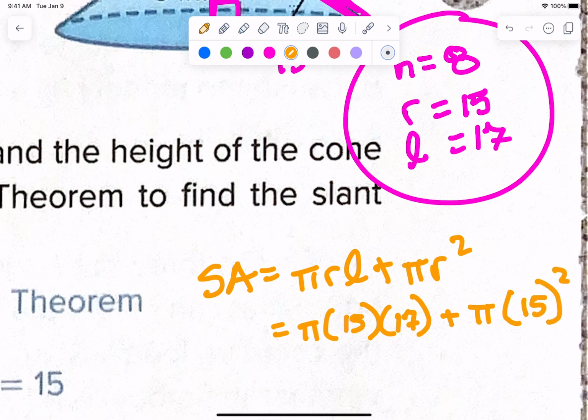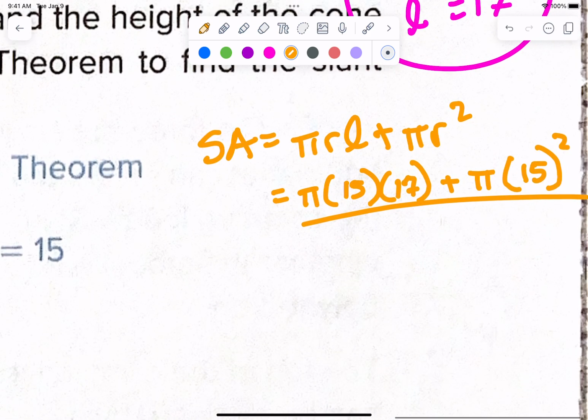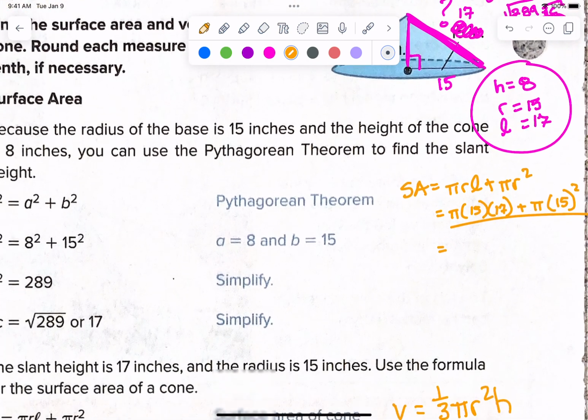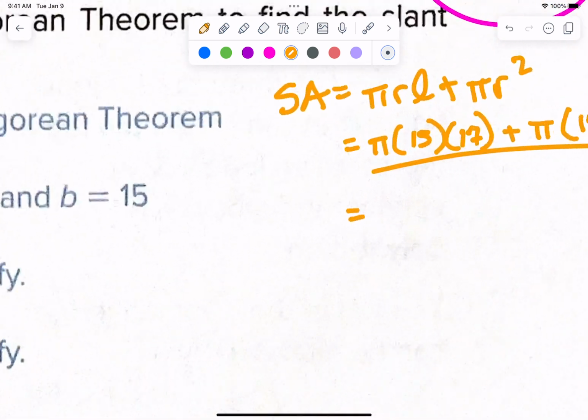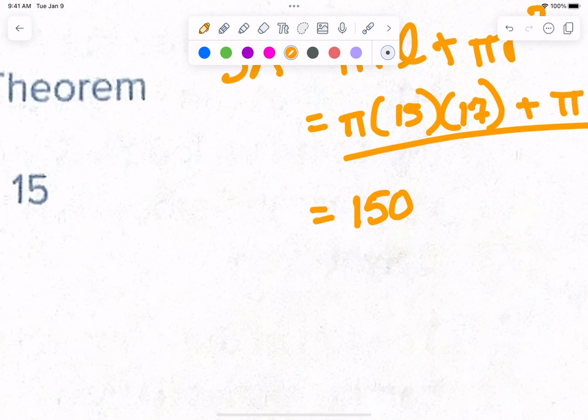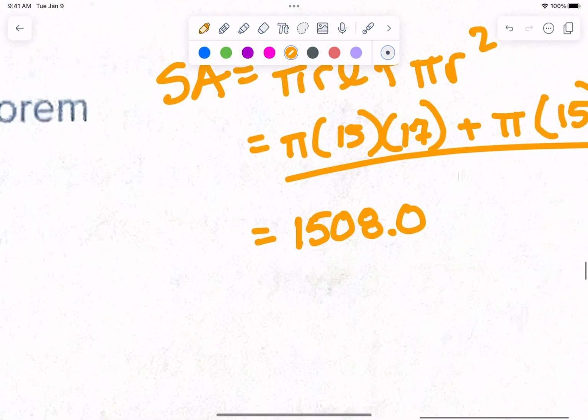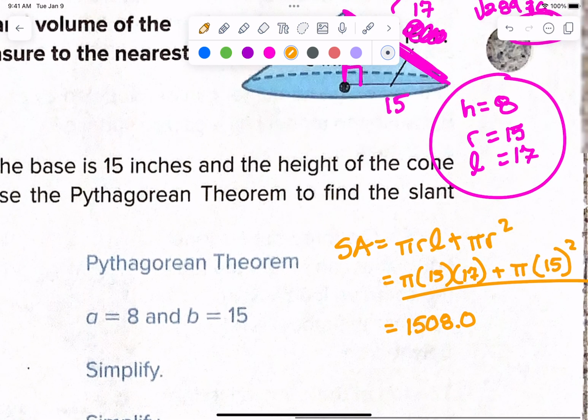It wouldn't be a bad idea to try to type this in. You should be able to type it in all at one shot if you choose, but it wouldn't be a bad idea to practice typing it in. You should get like 1508.0. 1507.9, but the other one goes 6, so the 6 is going to round the 9 up to 1508.9. Okay, that's what he looks like.